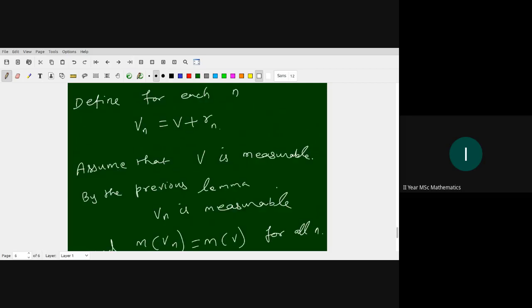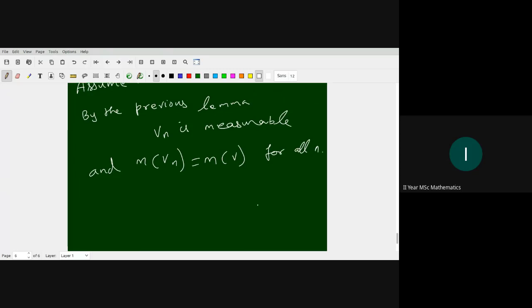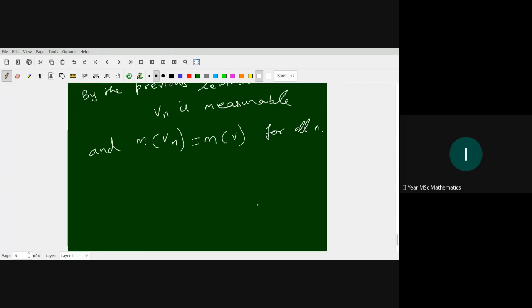Now the collection Vn consists of countably many sets having equal measure, right? If they are mutually disjoint, then the sum of measures will be infinitely many copies of m of V. Now we check whether the collection Vn is mutually disjoint or not. For that, let us take n not equal to m.